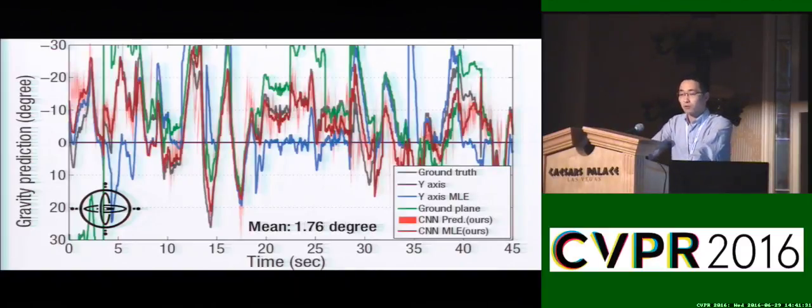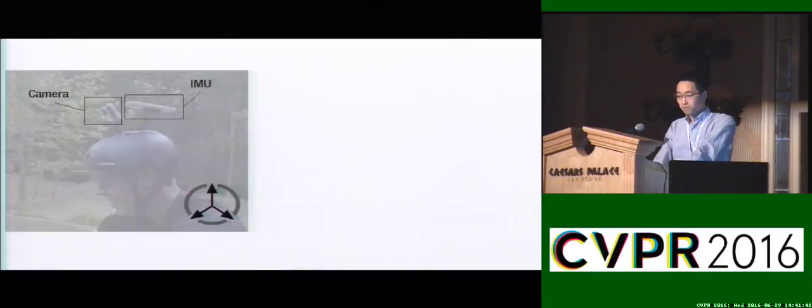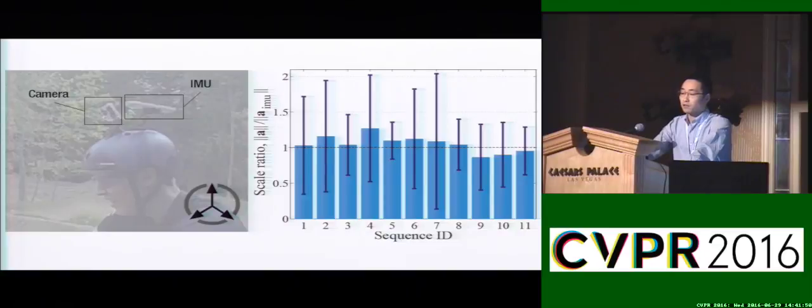Our method that uses a convolutional neural network to predict the gravity direction outperforms all other methods, which produce a less than 2-degree error. How about the scale? We compare our scale with the ground truth scale measured by the IMU. Here, I plot the scale ratio between our system and IMU for 11 different sequences. It produces about 1, which indicates that the two scales are almost similar.